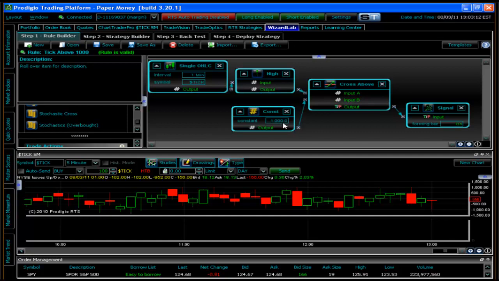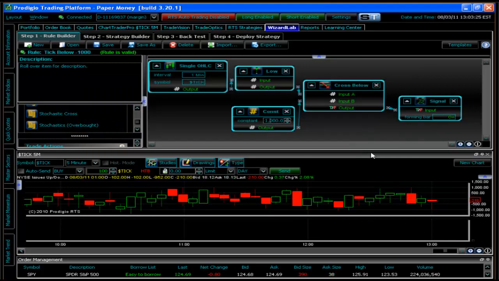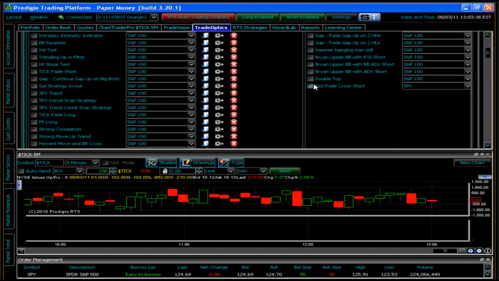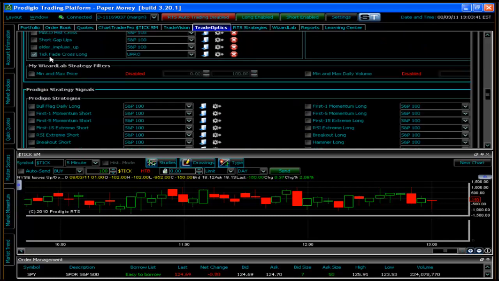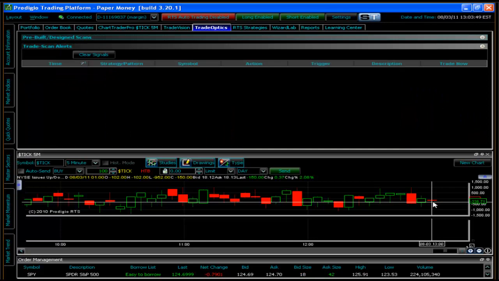Let's see. Tick above 1,000. Let's try to make this 100. Save that. I'm also going to have to redeploy this. And it's also got to be a cross, so it's going to have to move in order for this to generate a signal. Right, let's save that. And let's redeploy these on Trade Optics, and redeploy this on UPro, right here. And hopefully this thing should start to cross, and hopefully I'll get some signals in here.